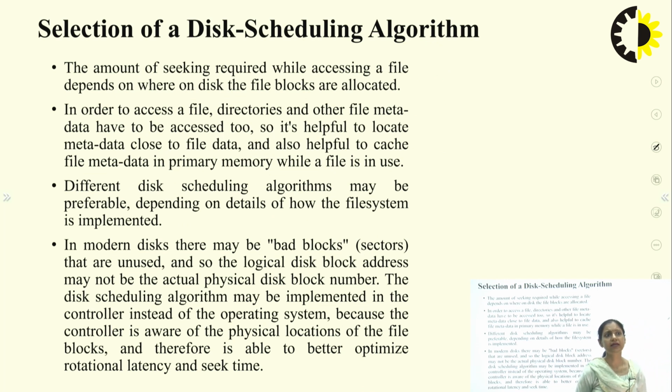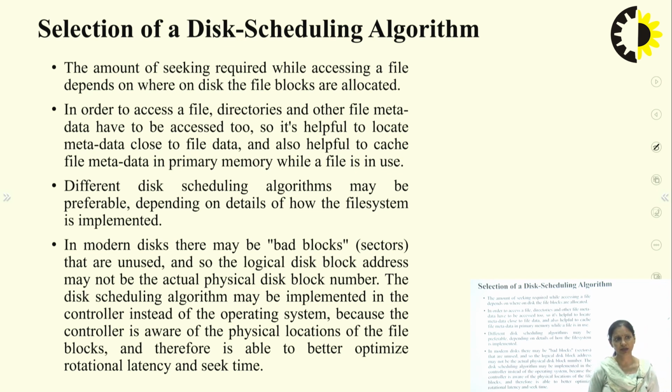Now, how do we select the disk scheduling algorithm? The amount of seeking required while accessing a file depends on where on the disk the file blocks are located. In order to access a file, directories and other file metadata have to be accessed too. So it is helpful to locate metadata close to the file data, and also to cache file metadata in primary memory. Different algorithms may be preferable depending on the details of how the file system is implemented.